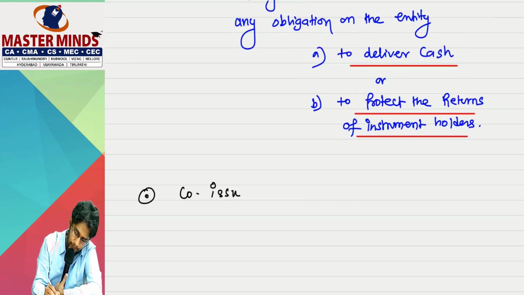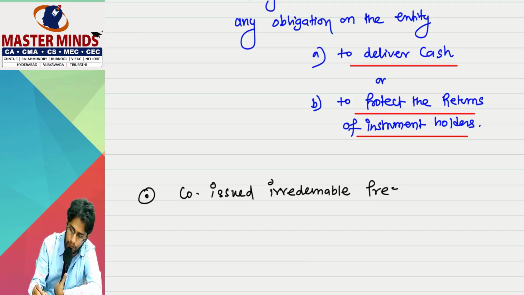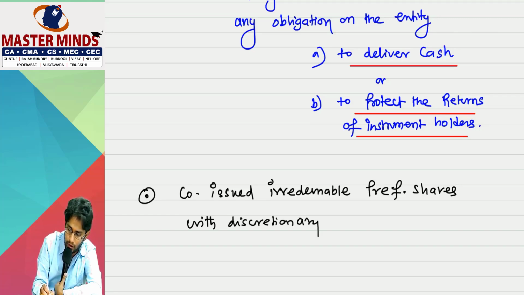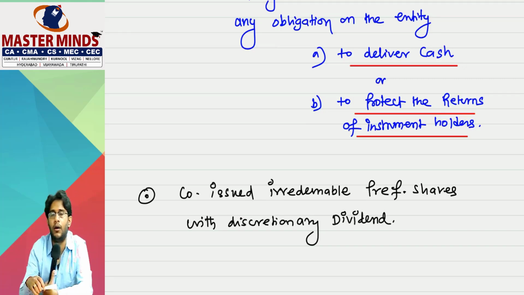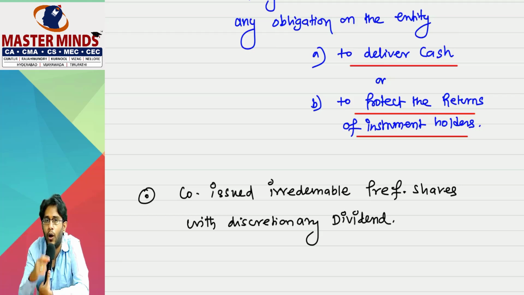Company issued irredeemable preference shares with discretionary dividend. I raised money today. What I gave you is a preference share, but a preference share is irredeemable. The company will never repay this money to you.